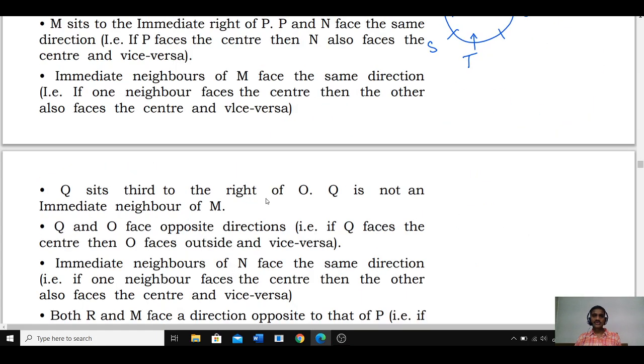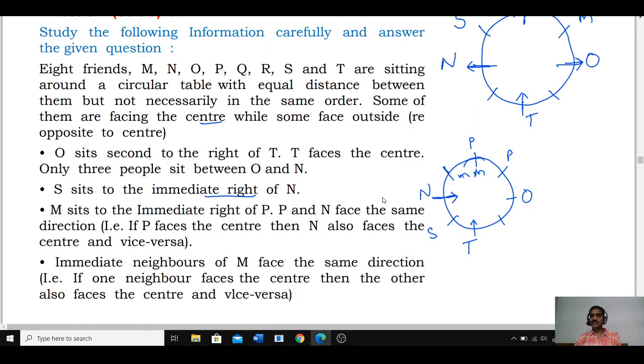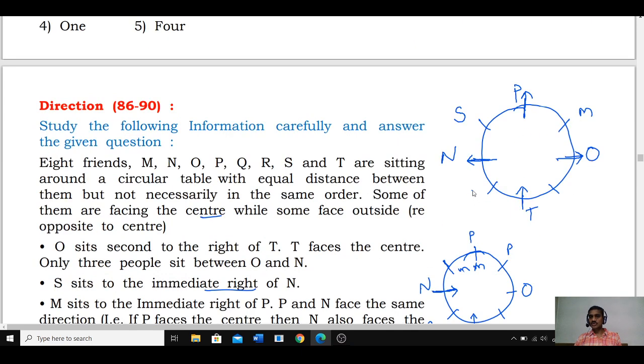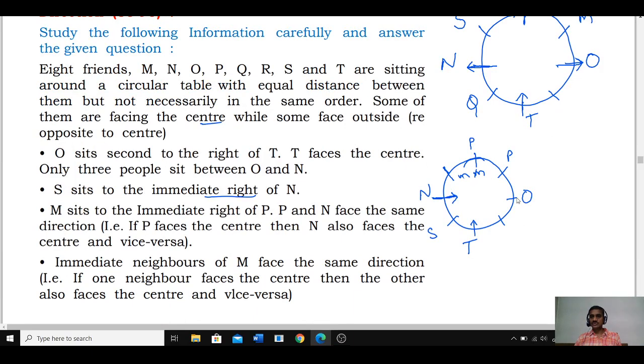Q sits south to the right of O. Q is south to the right of O. Q is here. Q sits south to the right of 1, 1, 2, 3.